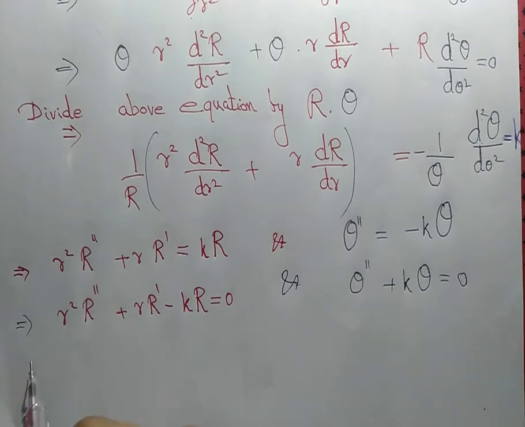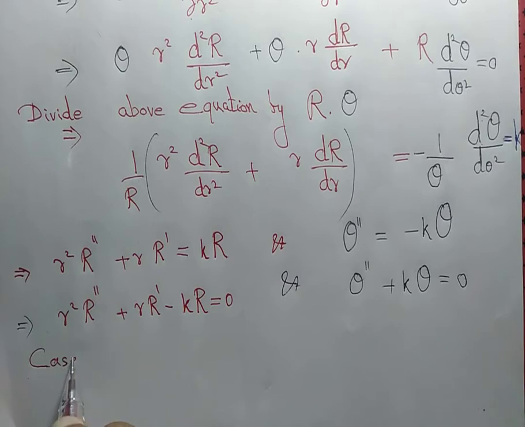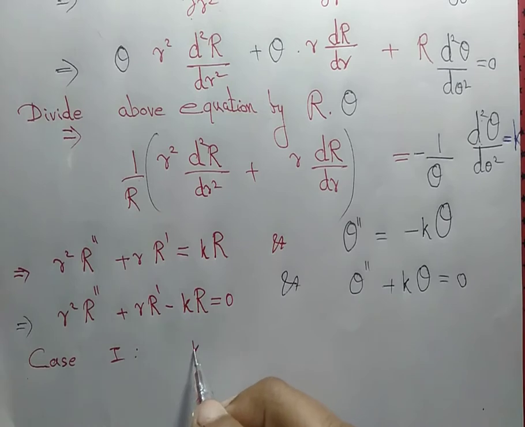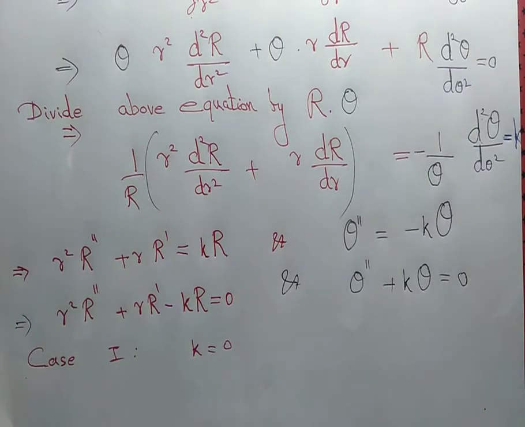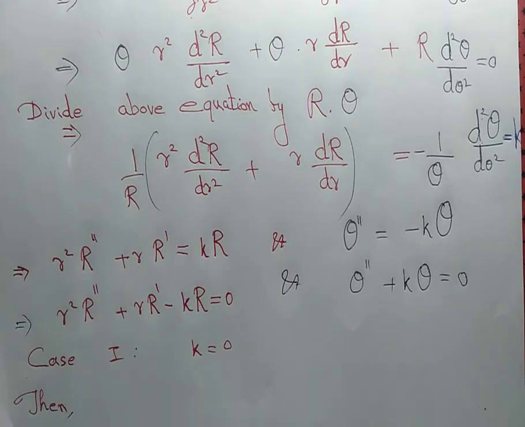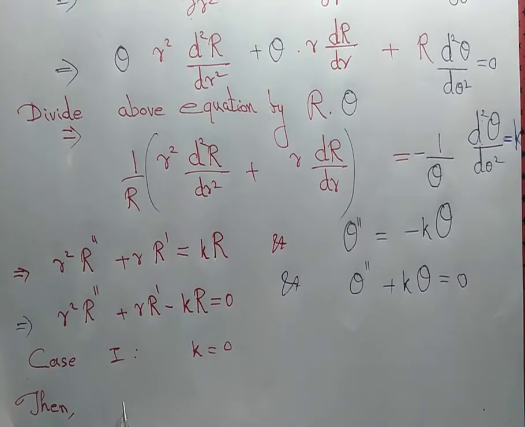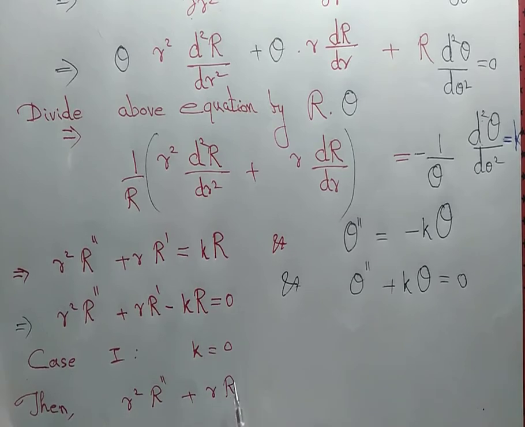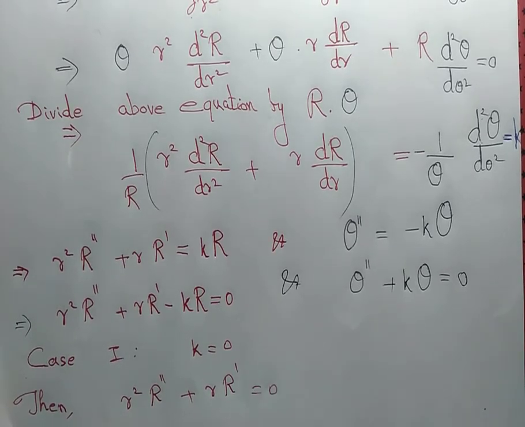Okay, now consider case 1, the simplest case. What if k equal to 0? Then we have quite a simple expression, and the simple expression is r squared r double dash, that is r squared times the double derivative of r, plus r into r dash equal to 0. What about theta?